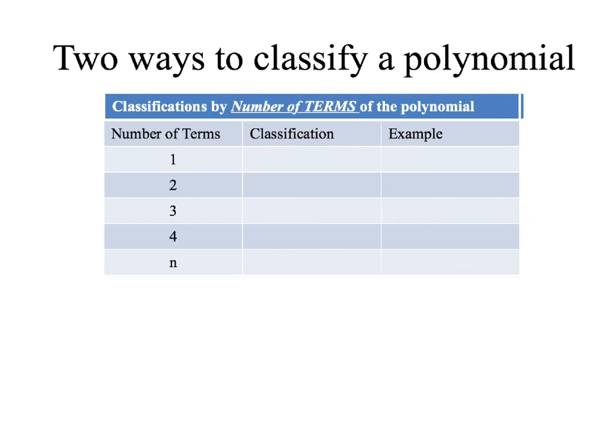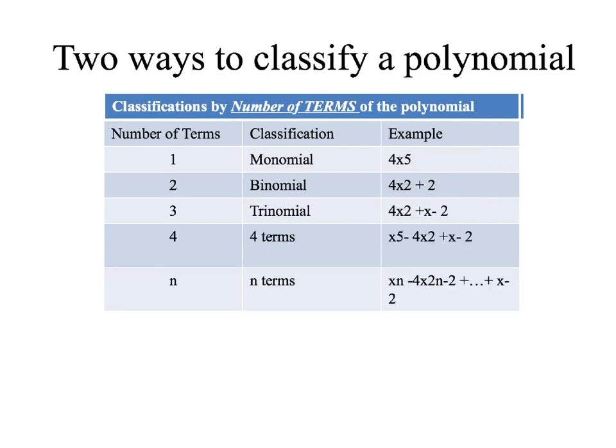So I can also classify a polynomial by the number of terms. And some of these will be familiar to you. So a monomial would be something like 4x to the fifth. It's just one term. Nothing's being added or subtracted. A binomial has 2 terms, so 4x squared plus 2. So that's one term and another term.